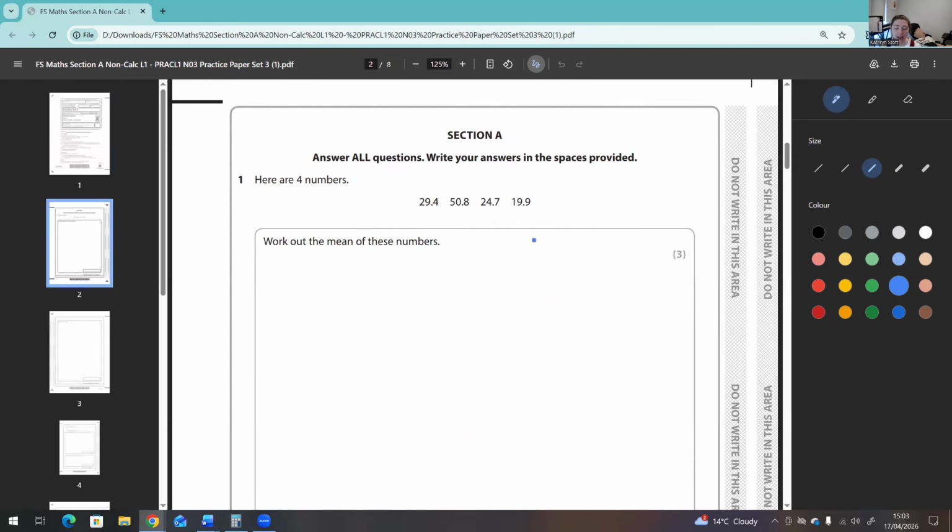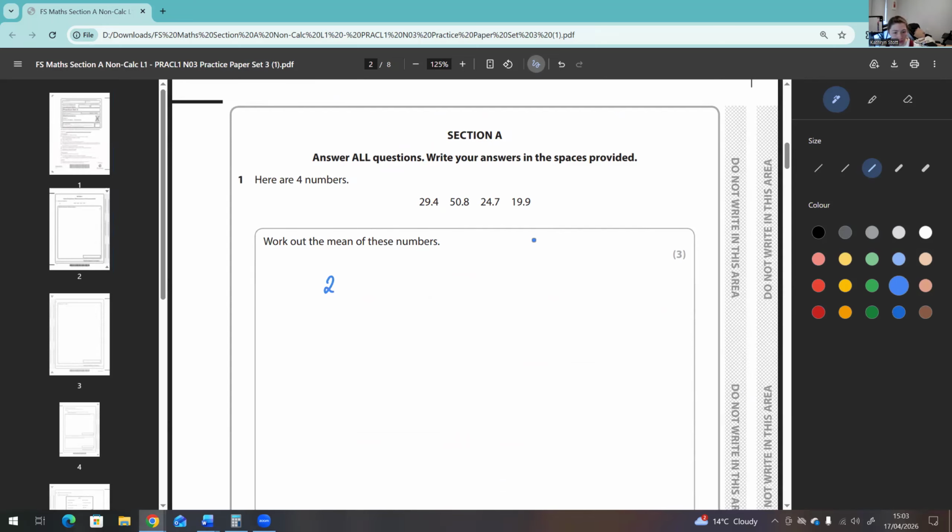So to find the mean, we add them all together and then divide by our number of values. So we're going to do 29.4 added to 50.8 added to 24.7 added to 19.9. 4 plus 8 is 12, plus 7 is 19, plus 9 is 28.